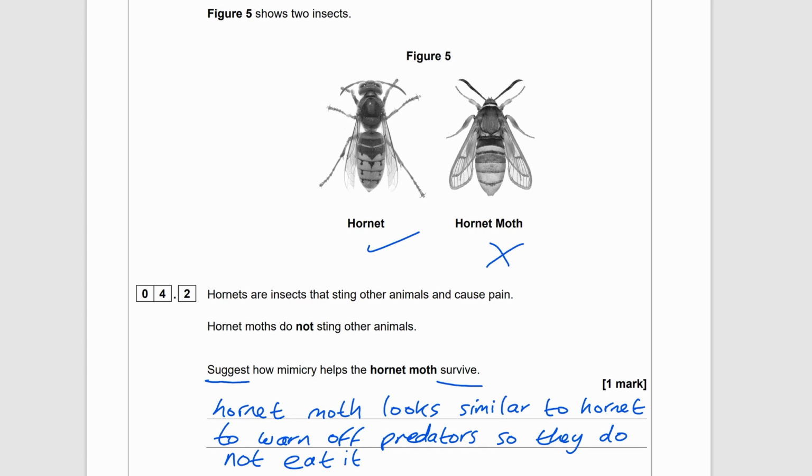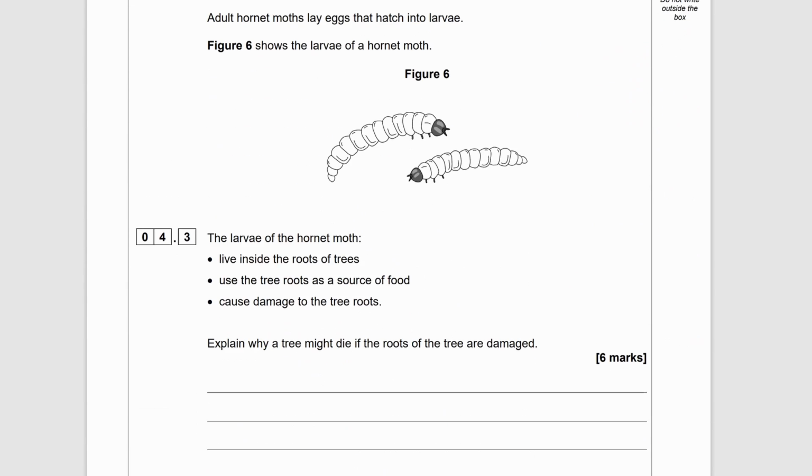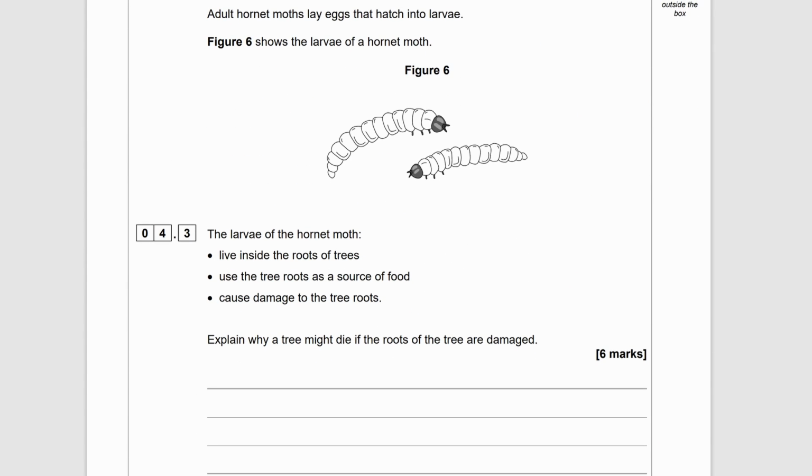Question 4.3. Adult hornet moths lay eggs that hatch into larvae. Figure 6 shows the larvae of a hornet moth. The larvae of the hornet moth live inside the roots of trees, use the tree roots as a source of food, and cause damage to the tree roots. Explain why a tree might die if the roots of the tree are damaged.